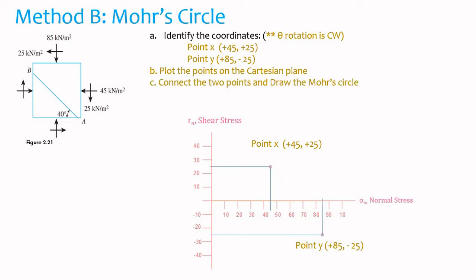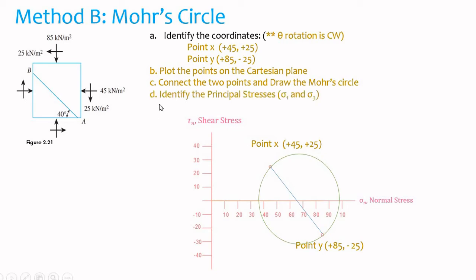Next, we connect the 2 points and then draw the Mohr's circle. Since we already plotted the 2 points, let us connect them with a straight line. The intersection of the straight line with the normal stress axis becomes the center of the circle. Then we draw the circle, and from there, we can identify the principal stresses.